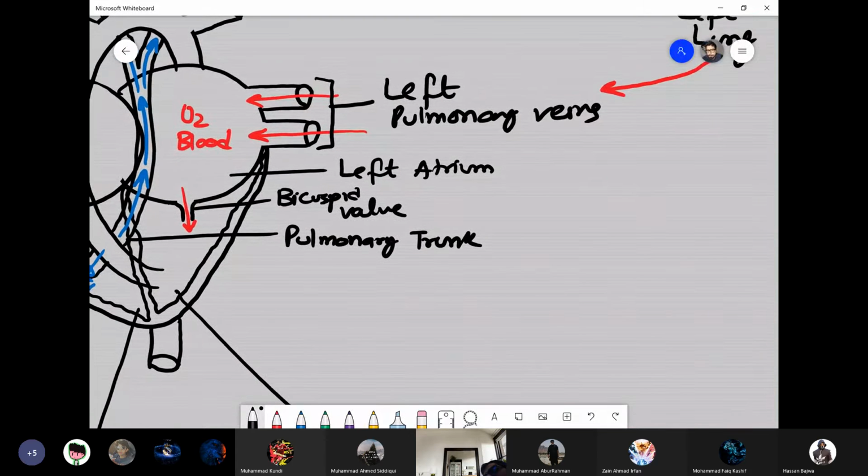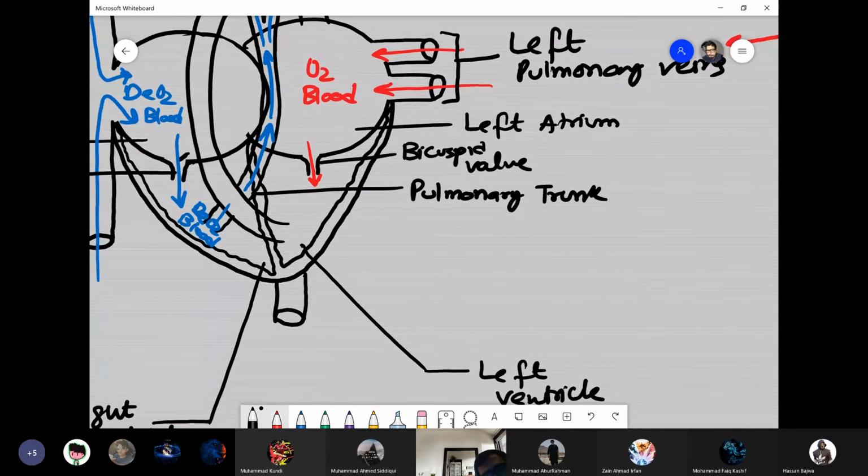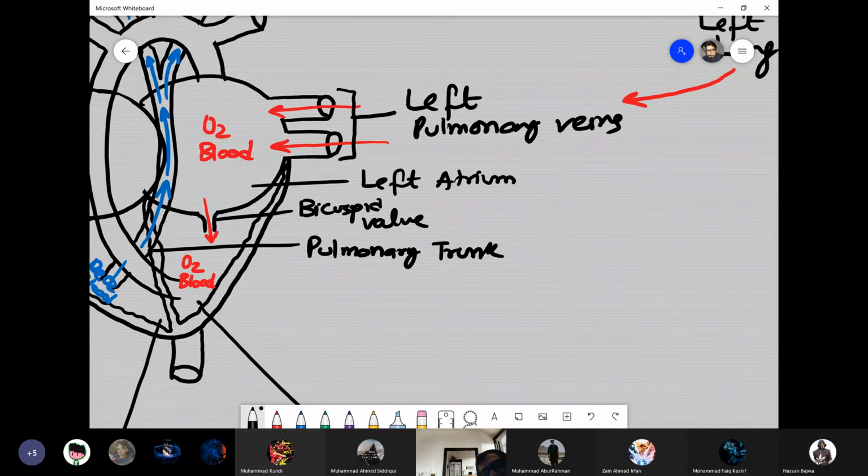Now, boys, again, what is the job of the bicuspid valve? To prevent the backflow of the blood. It will prevent the blood from going back into the left atrium. Right, boys? Now, what has happened? This oxygenated blood is now present in the left ventricle. Now, boys, one interesting fact is that this bicuspid valve is also called the mitral valve. This is its other name.